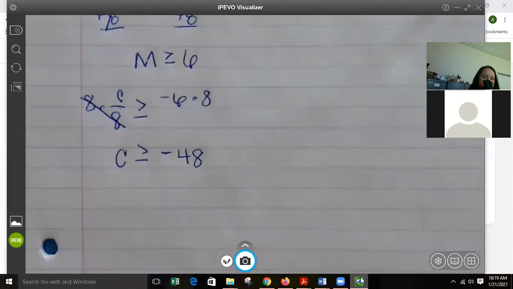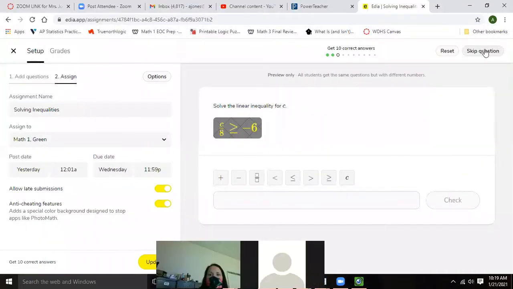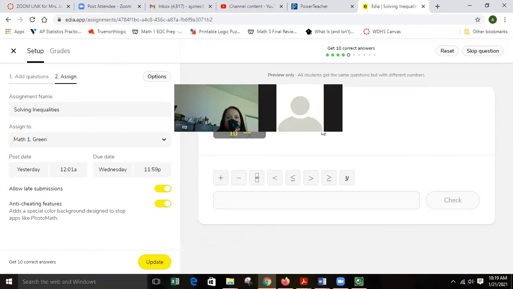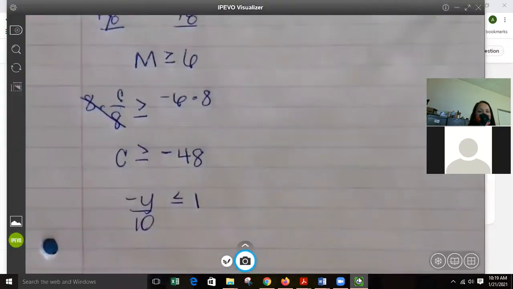So now I'm going to switch back, see if I can find one of those. Here's a good one. I'm just writing it down. -y over 10 is less than or equal to 1. And you guys can have this little sheet, kind of like a cheat sheet while you're taking your quiz, okay? So that's not a problem. You can have your notes out and everything.